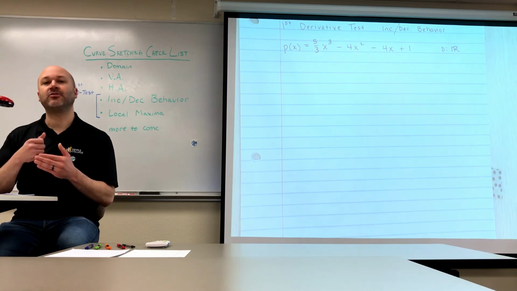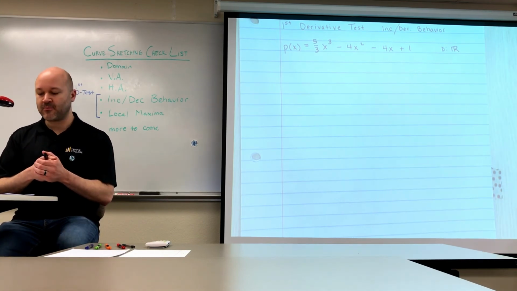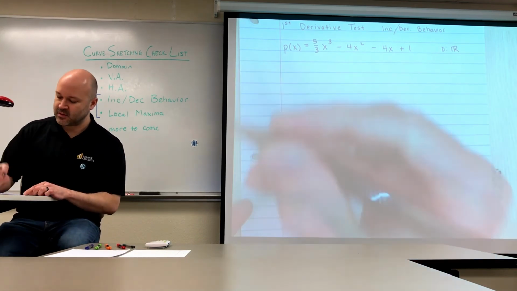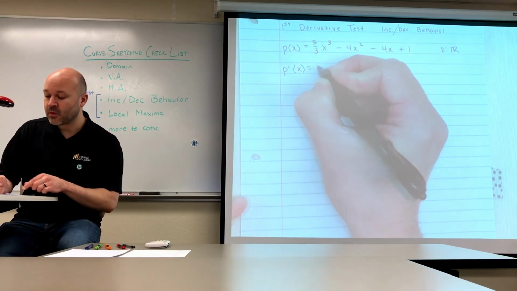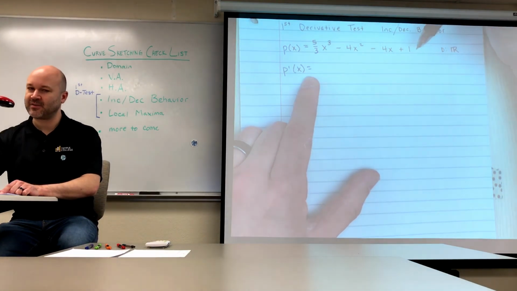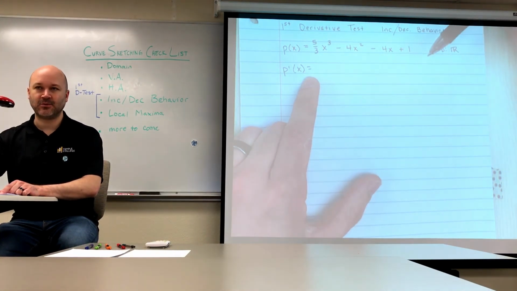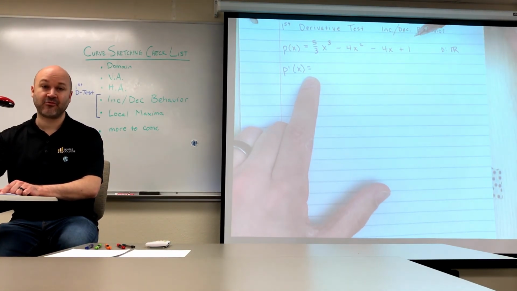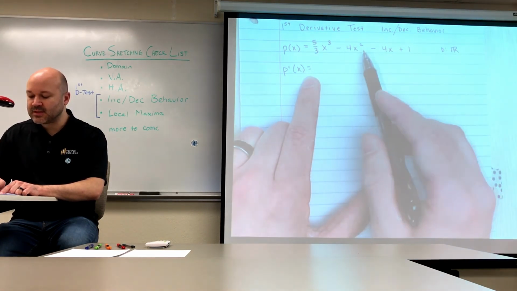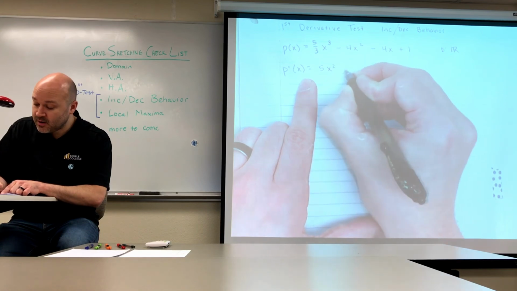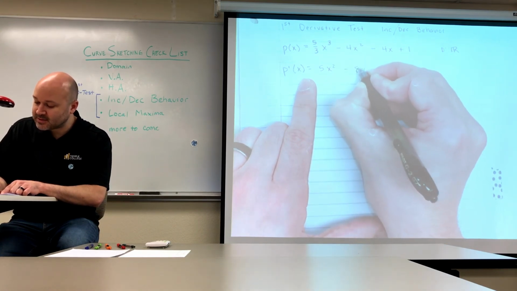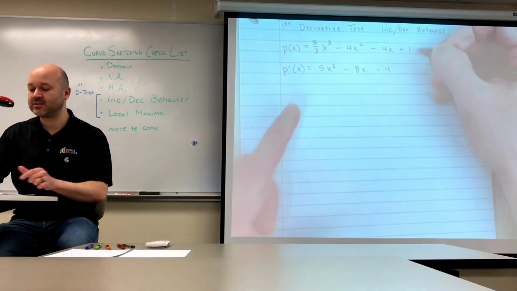Then I'd like to find critical values. Critical values come from the first derivative. So let's find p prime. Polynomials are also famous for being easy to differentiate. So I can do several power rules here. I'll have 5x squared minus 8x minus 4, and the constant goes to 0.